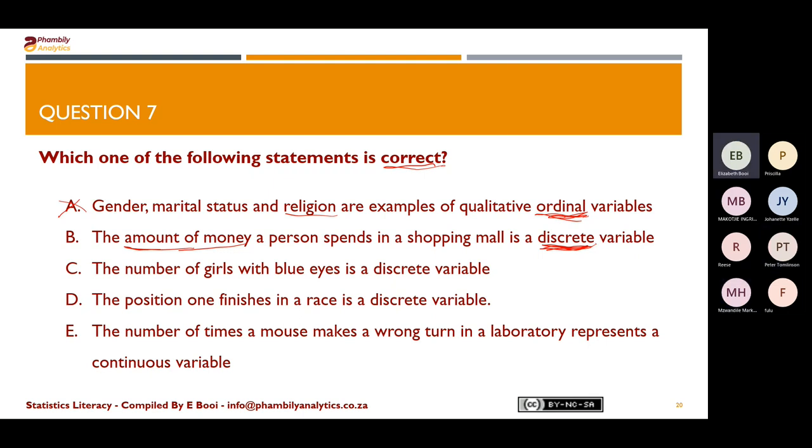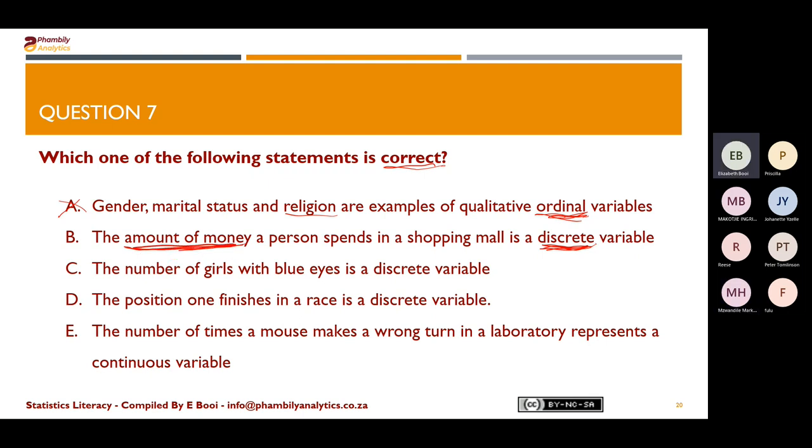No. Discrete is counting. And I told you, anything that can be measured, which is continuous, can also take a decimal point. Money, can you count money or can you measure money? Anything that can take a decimal point is measured, which means it is continuous. Is money decimal? Because we measure money in terms of rand and cents, right? Yes, there is a point. Therefore, there is a decimal. Therefore, money is continuous. Always remember that.